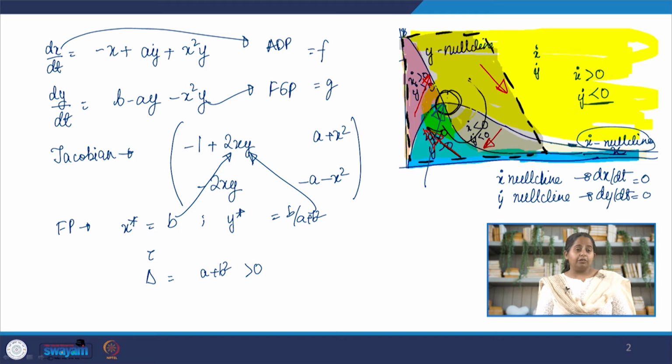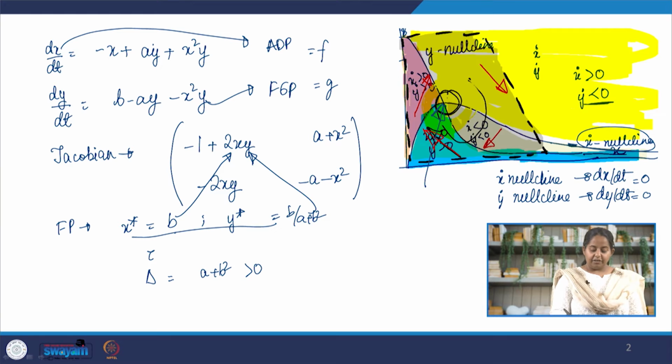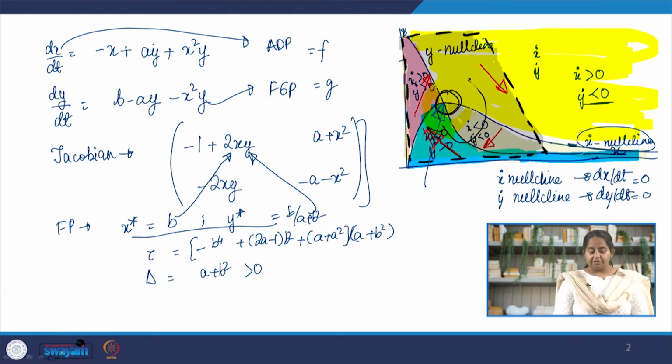Okay, now here we know that delta is equal to a plus b squared, so we are not dealing with a saddle node. Now we definitely need to look at the tau value. Once you put these values of the x fixed point into the Jacobian, the trace comes out to be an interesting equation. So I'm going to take time to write it down here. So this is the value of your trace.